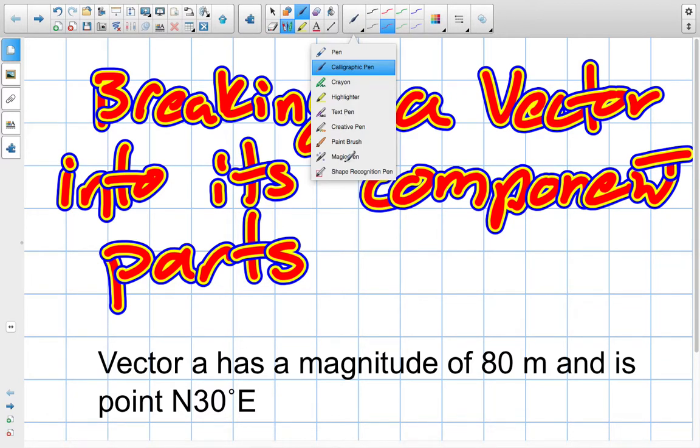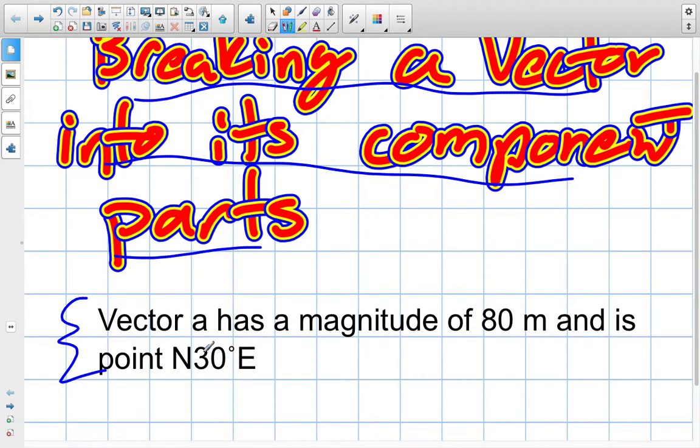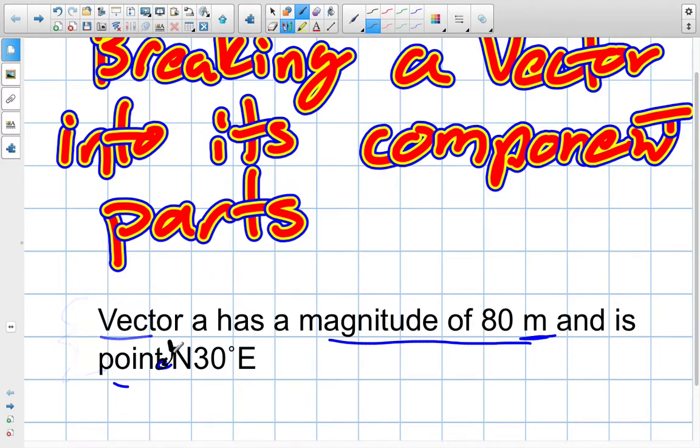Okay, we're going to work on breaking a vector into its component parts. So we've got the written description of a vector. A vector has a magnitude of 80 meters and is pointed, let's fix that a little, AD, and vector should have the arrow, north 30 degrees east. Okay, what does that mean?